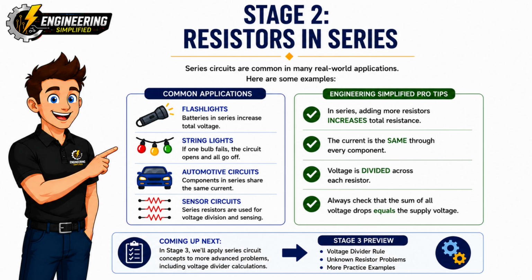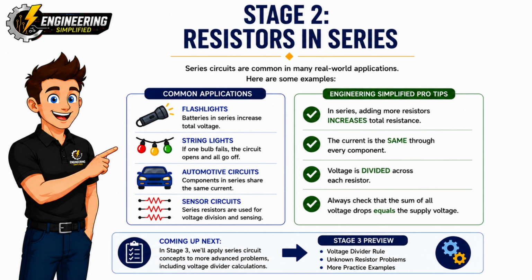The key things to remember are simple. Adding more resistors in series increases the total resistance. The same current flows through every component. The supply voltage is shared between the resistors. And as a final check, the sum of all the voltage drops should always equal the supply voltage. Once you've mastered these four rules, you'll be able to solve any series resistor circuit with confidence. Next, we'll move on to parallel circuits, where you'll discover that the behavior of current and voltage is completely different.